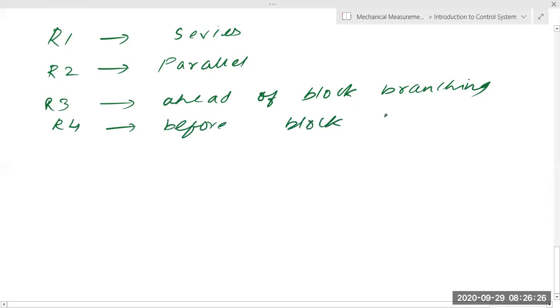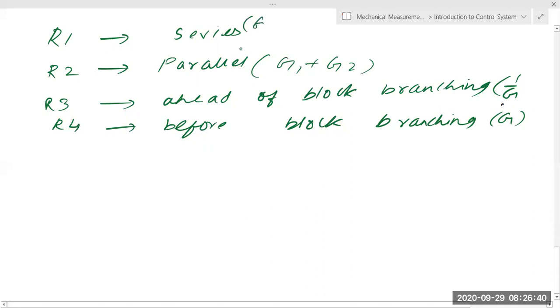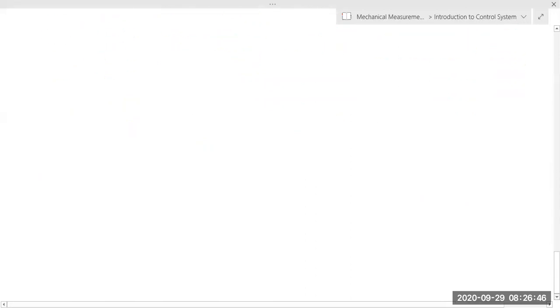If we put it before the block, we have to multiply the signal by a factor, gain G. And if we are moving ahead, we have to multiply it by 1 by G. Here we have to add the blocks. Here we have to multiply the blocks. Simple rules. Before moving ahead, I'll take you to rule number 5. There are some basic rules. It is not at all tough.